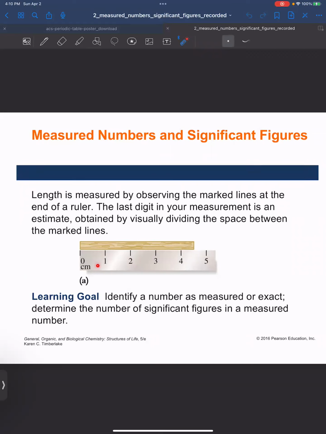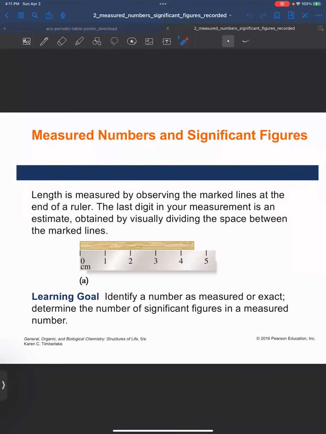So let's look at this ruler. Length is measured by observing the marked lines at the end of the ruler. The last digit in your measurement is an estimate, and we will call it the estimated digit. And it is obtained by visually dividing the space between the marked lines.